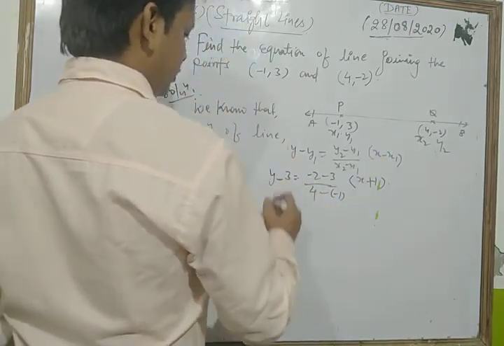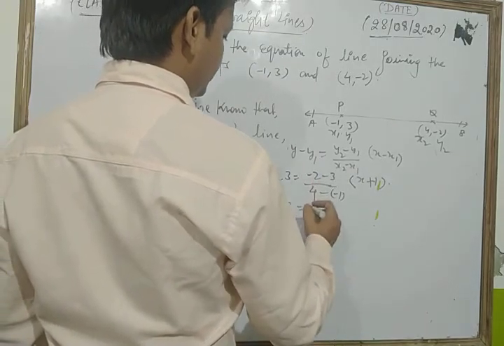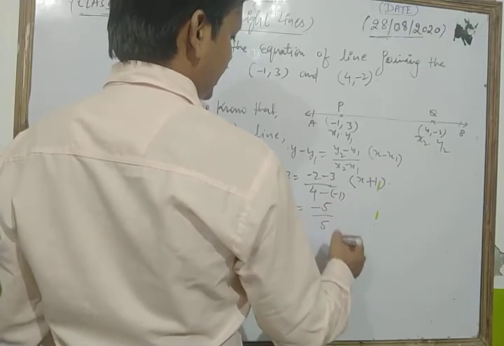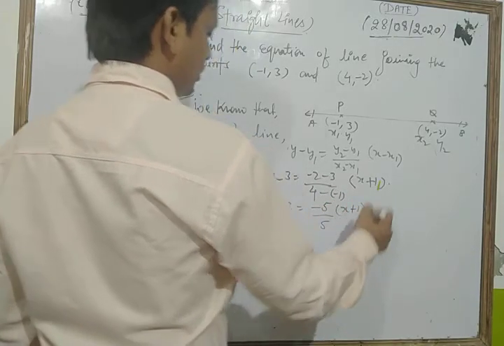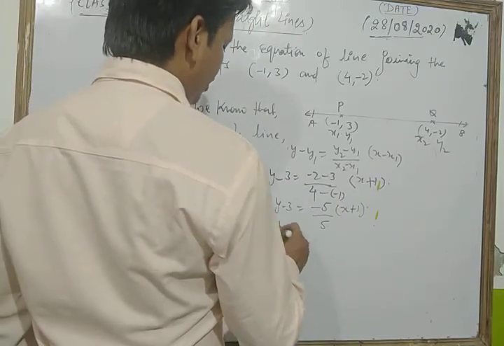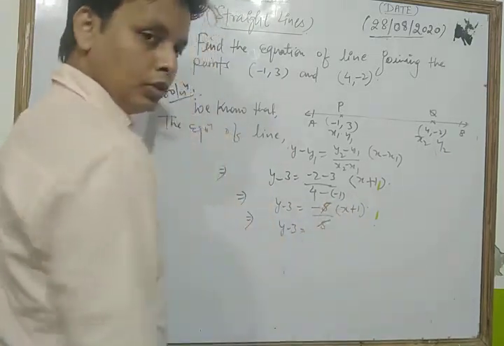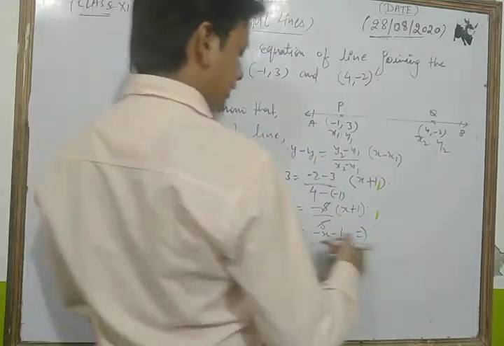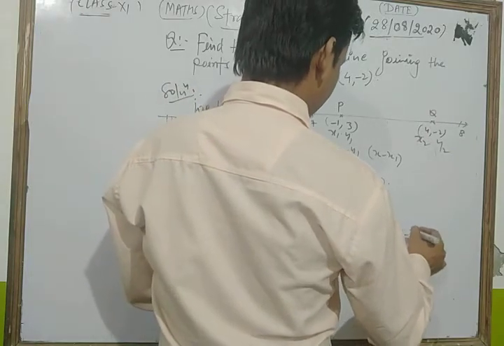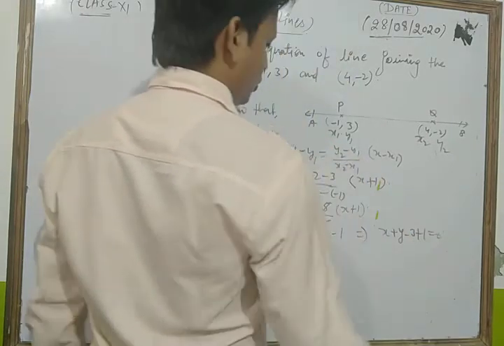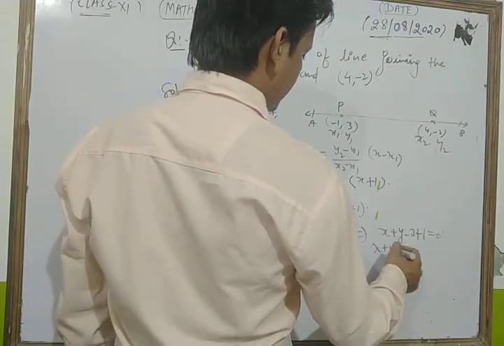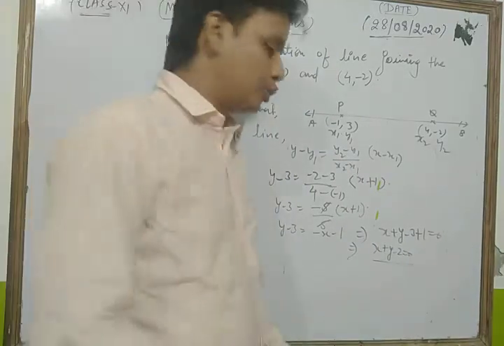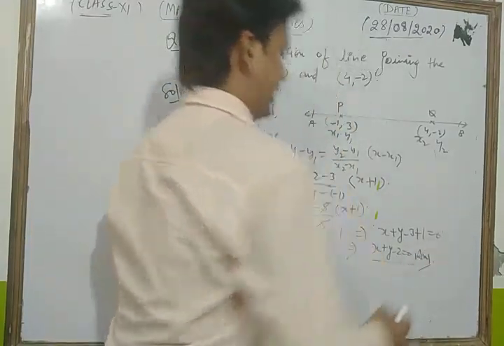Now y minus 3 = (minus 5)/(4 plus 1) times (x plus 1), that is 5 in the denominator, and we write x plus 1 as it is. Now we have y minus 3 = the 5s cancel each other, so we get minus x minus 1. Now transferring to that side, we get x plus y minus 3 plus 1 = 0. So we have x plus y minus 2 = 0. This is the required equation of line, hence this is our answer.